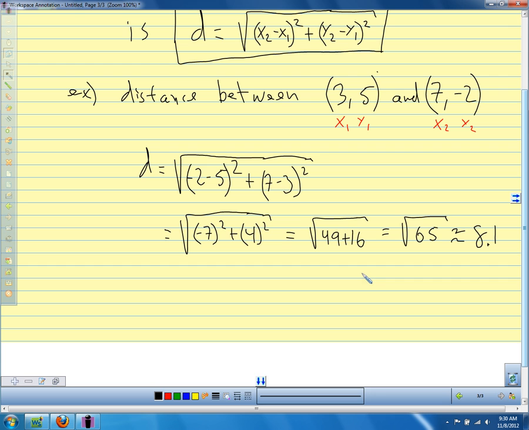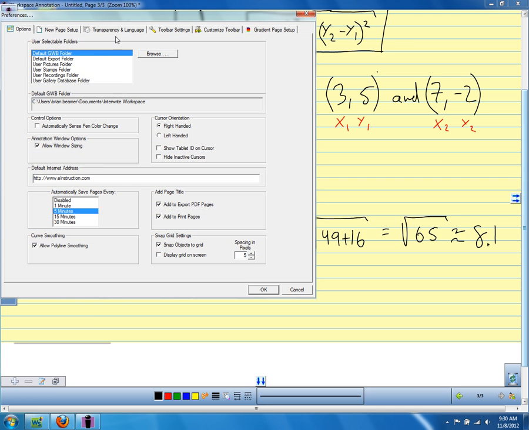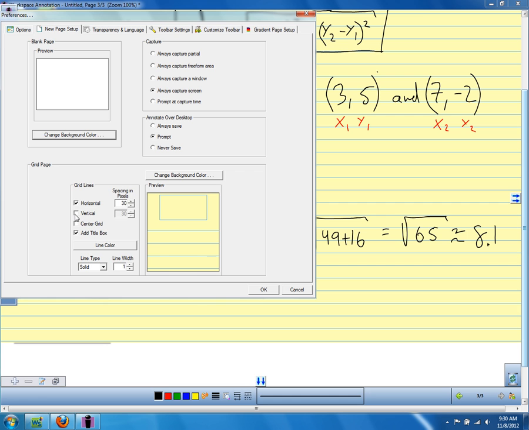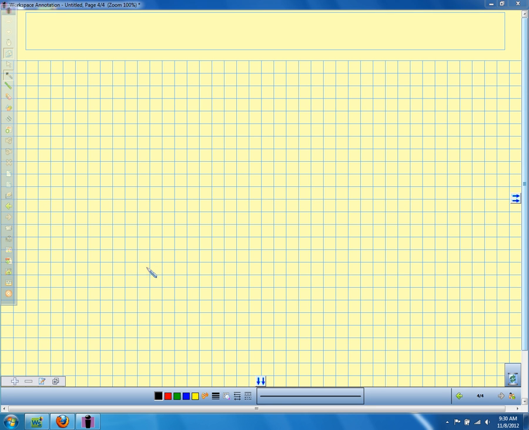All right, so let's take a look at an example, and this is the type of problem that you'll see in your homework, of how we're going to use the slopes and the distance formulas. So let me set up my new page here, because I want a graph page. Okay, so there we go. All right, so for this example, we're going to plot some points.